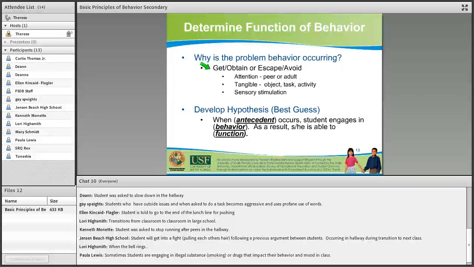When you're stating the function of the behavior, you want to develop your hypothesis. And if you follow the structured format, that'll help you make sure you're identifying everything you need to identify and that it's all tying together and making sense. So when that antecedent occurs, the student engages in whatever that behavior may be. As a result, she or he is able to get or get away from one of those few basic things.